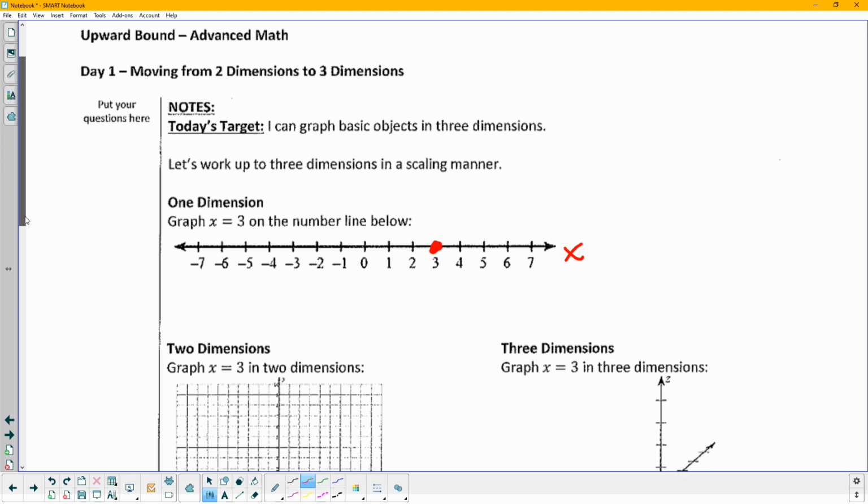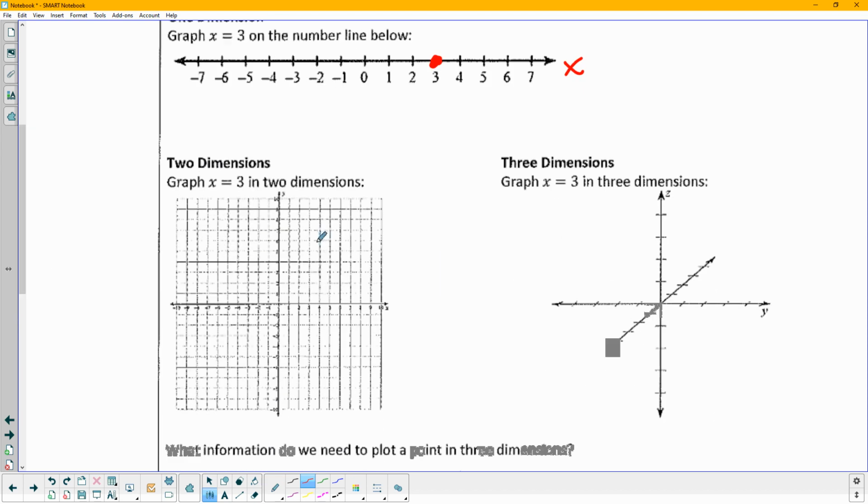So not too bad. When I graph x equals 3 in 2 dimensions, it's like I've taken this number line and I've stretched it vertically. And I'm going to use a little bit of technology here just to make my line look okay. But what I'm doing is I'm taking this x equals 3 point and I'm stretching it vertically to give myself my second dimension. So my line would end up right here.